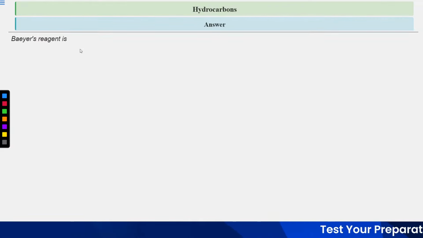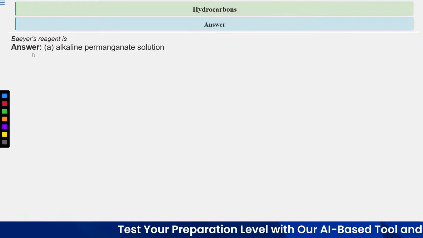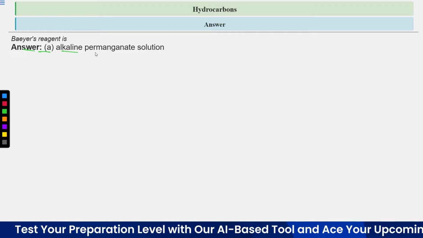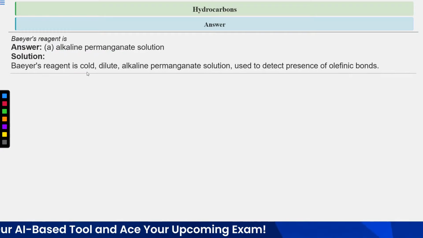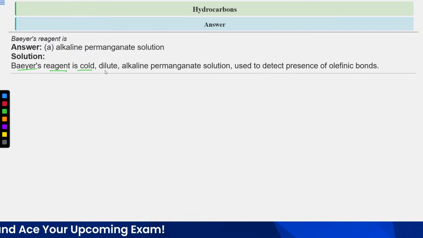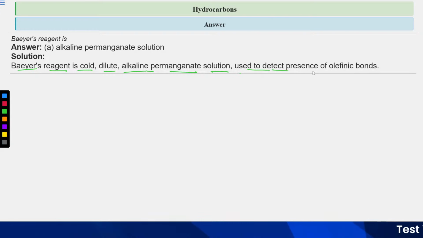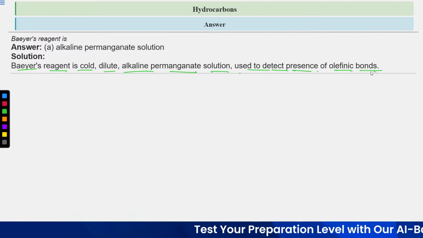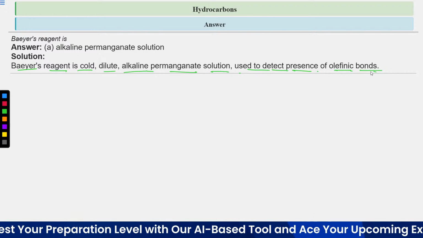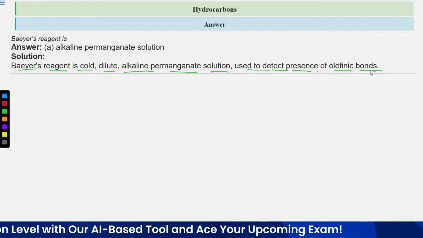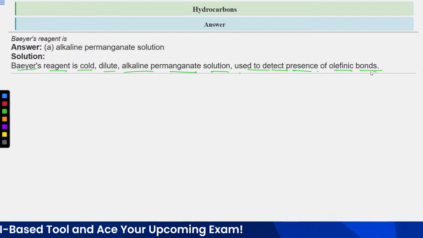So, for the given question, the correct answer is option A, that is alkaline permanganate solution. Bayer's reagent is a cold, dilute, alkaline permanganate solution which is used to detect the presence of olefinic bonds. Olefinic means the double bonds. So Bayer's reagent is nothing but alkaline permanganate solution.